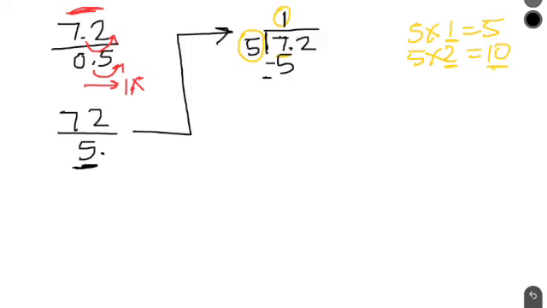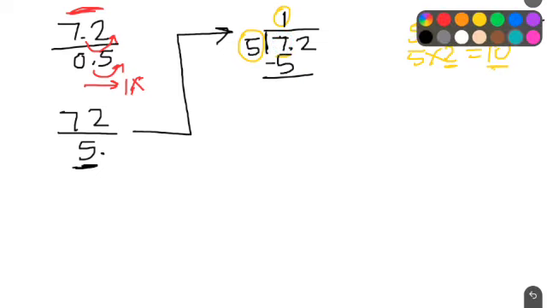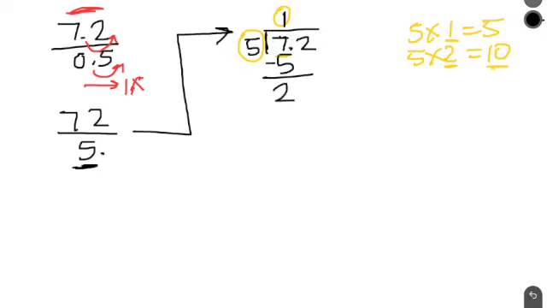And then we put our subtraction sign, and we say 7 minus 5 is equal to 2. Our next step is we want to always put a decimal point directly above the decimal point in our number here. And we want to bring down the 2.